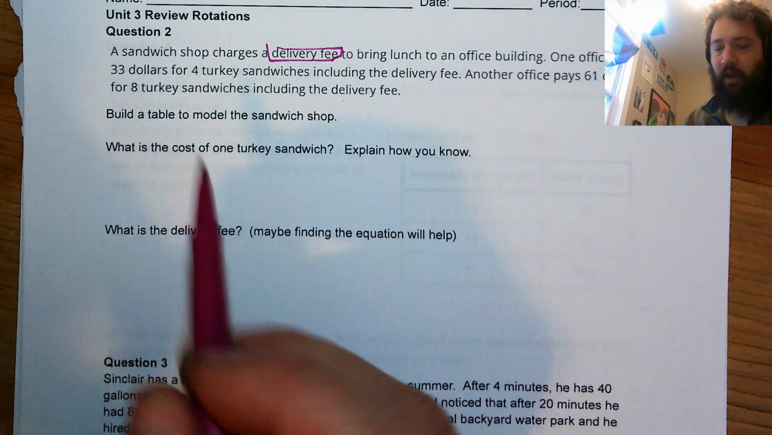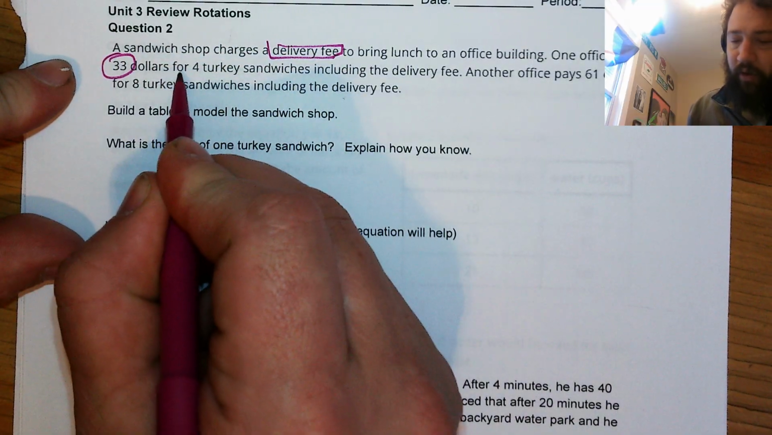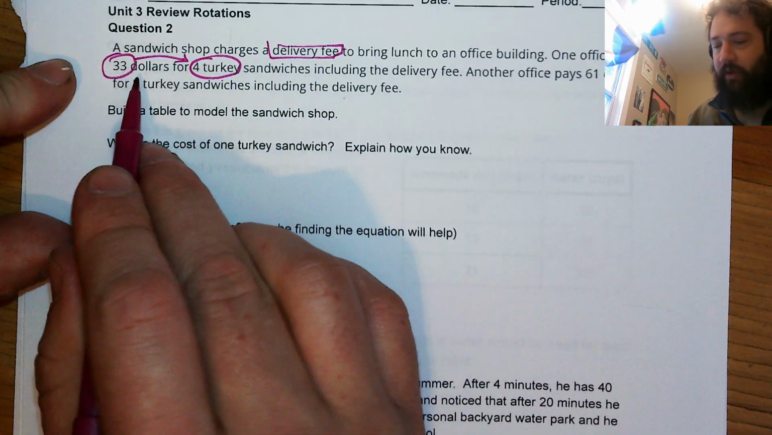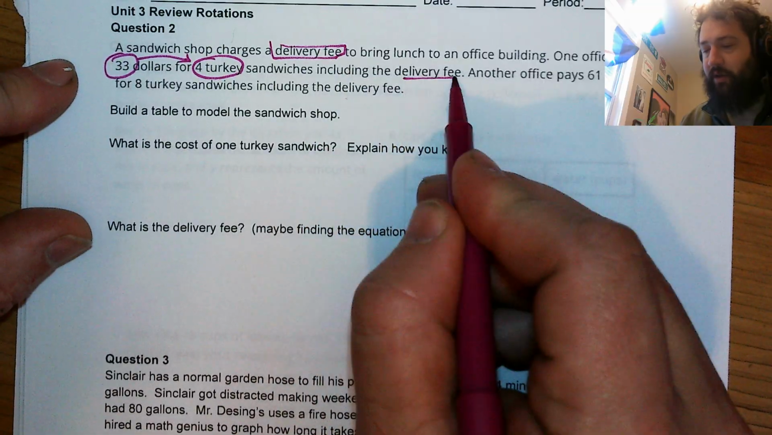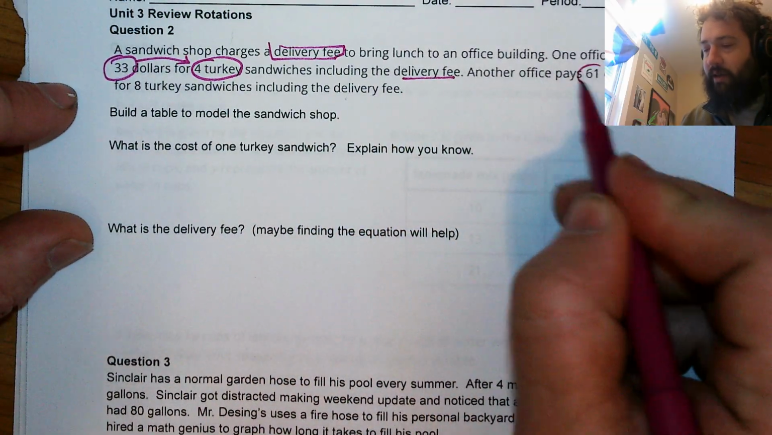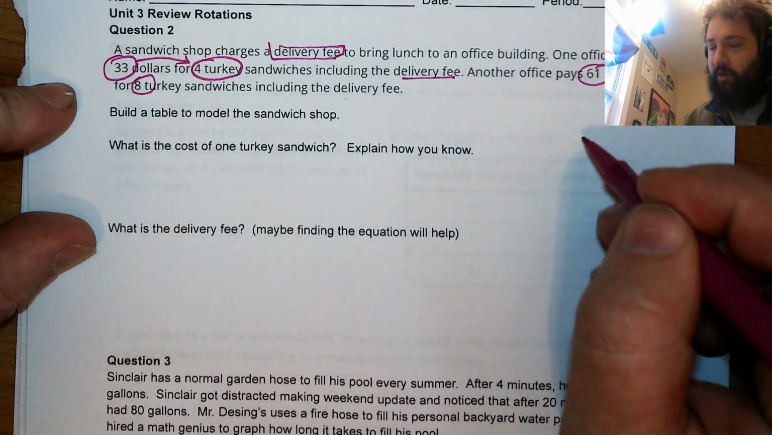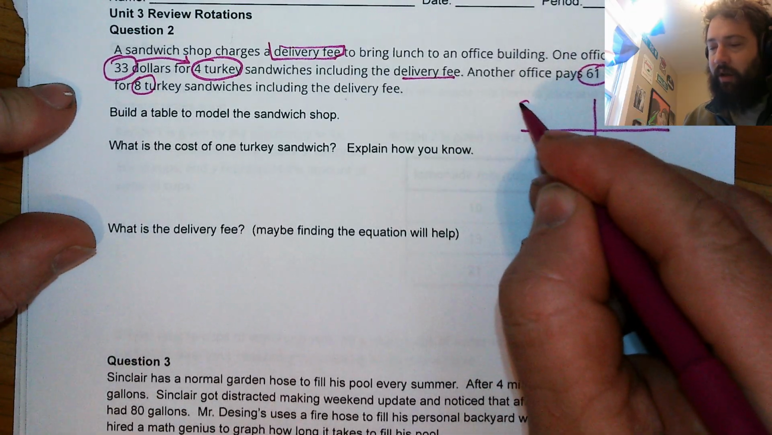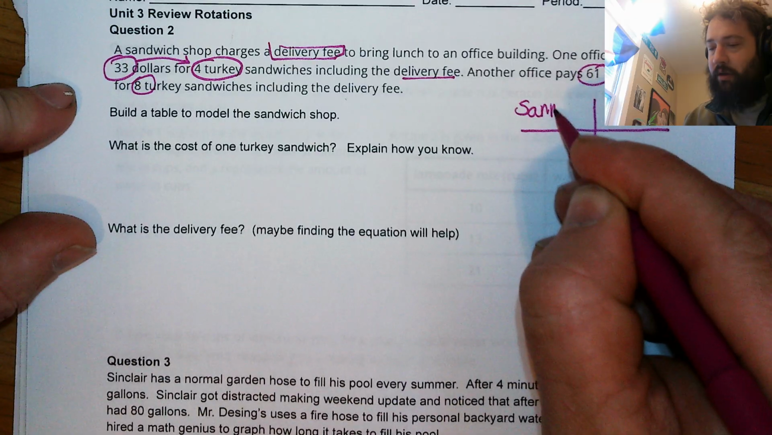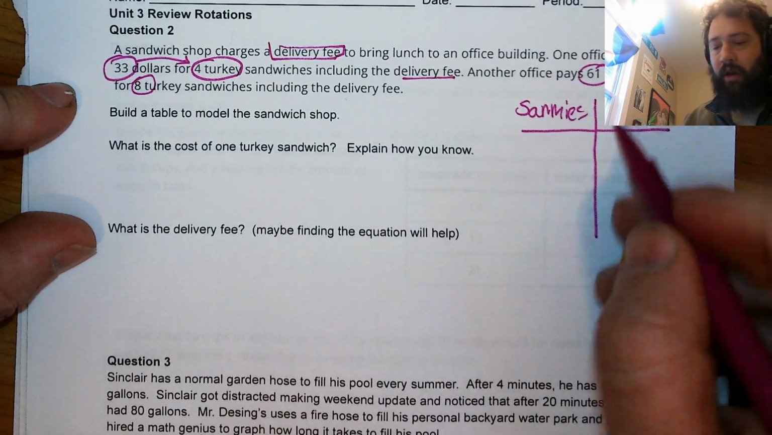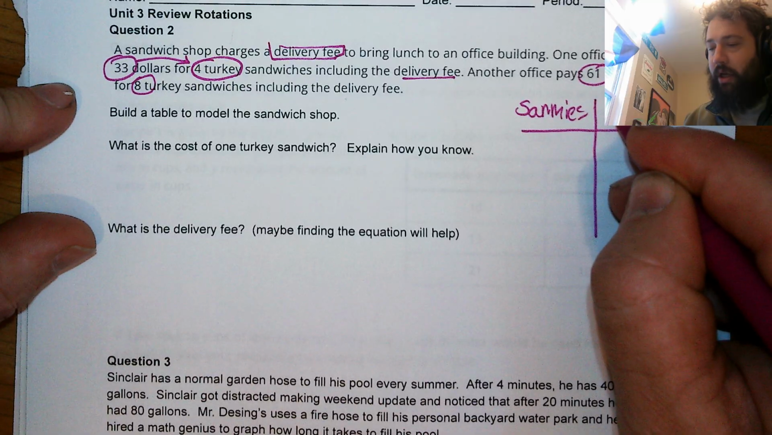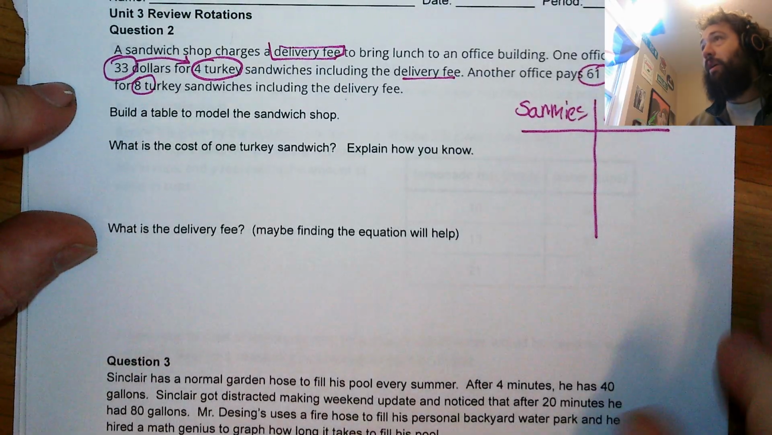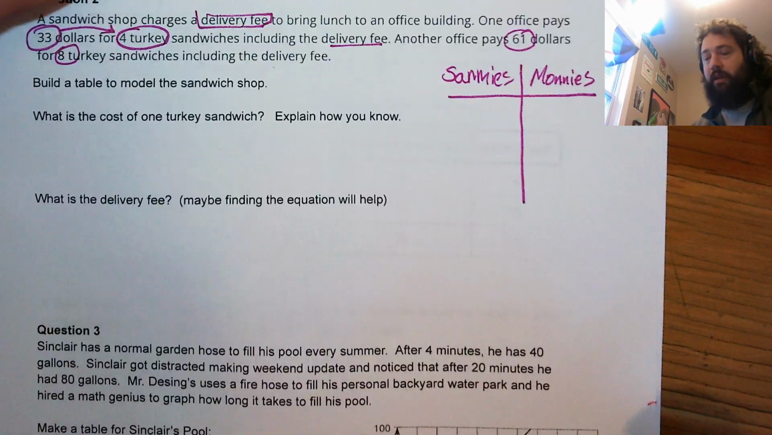One office pays $33 for 4 turkey sandwiches. So these are linked together, and it includes the delivery fee. Another office pays $61 for 8 turkey sandwiches. Okay, so let's model this out. I'm going to get my Sammys, and I'm going to have my monies, and my Sammys.